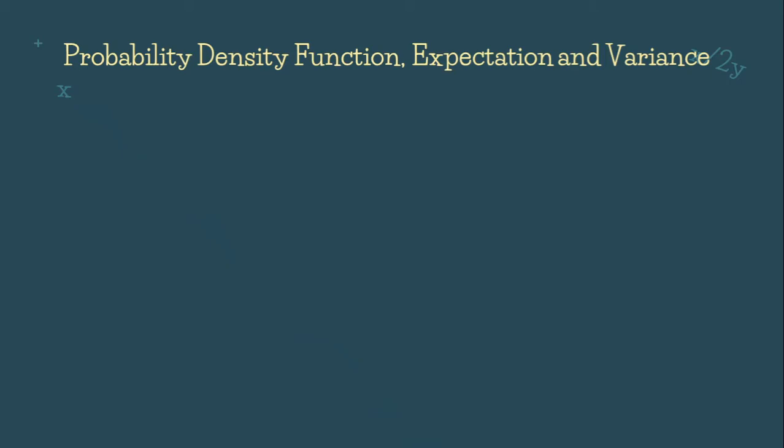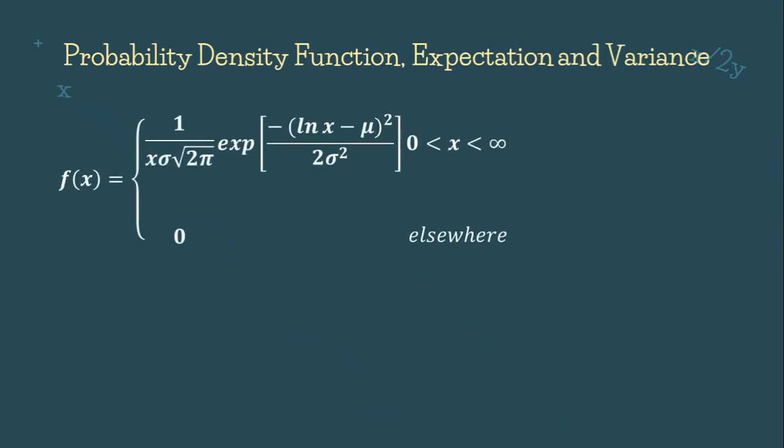Ang mga formula pa na ito ay ating gagamitin sa pag-solve ng problems. Probability density function, expectation, and variance. Probability density function or PDF is f of x is equal to quantity 1 over the product of x sigma and square root of 2 pi multiplied by exponential of negative the square of the quantity ln of x minus mu all over 2 sigma squared, given the condition that x is greater than 0 but less than positive infinity, and f of x is also equal to 0 elsewhere.